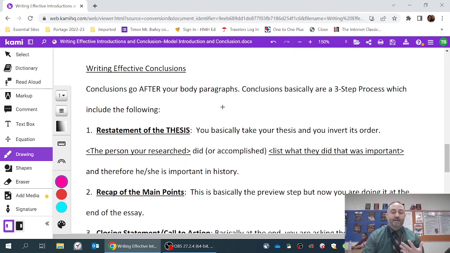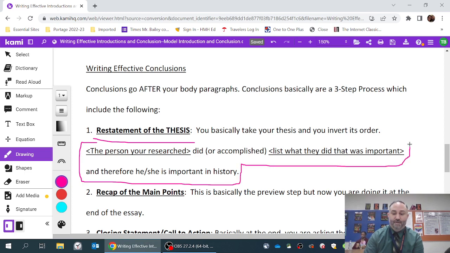Which then brings us to the conclusions. Writing an effective conclusion basically is an inversion of the first thing, except that instead of doing 4 steps, you're only going to do 3. In particular, the 3 steps are, first, restatement of the thesis. You basically take the thesis and you invert its order. I even provided a formula for you to follow that'll make your life easier.